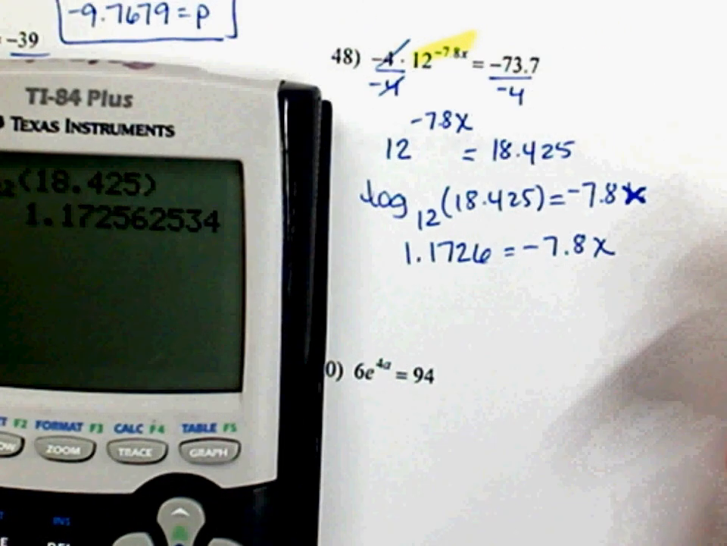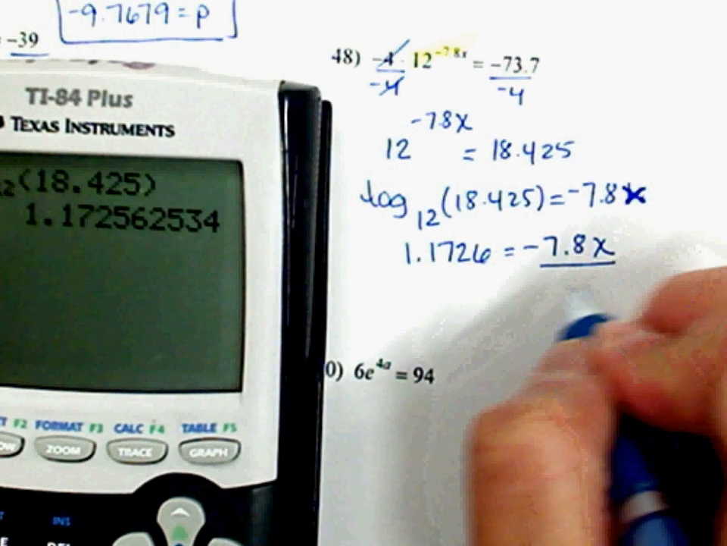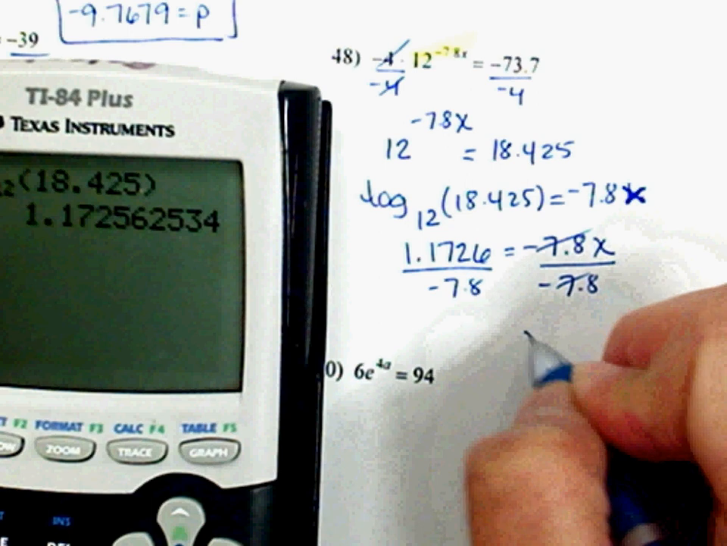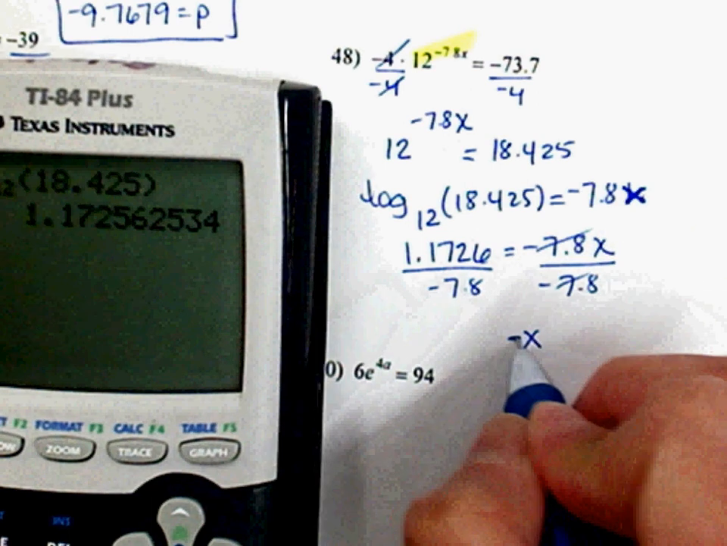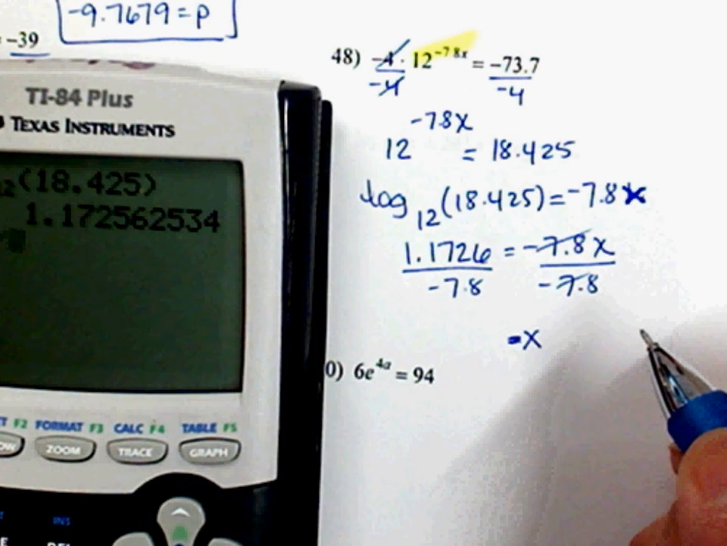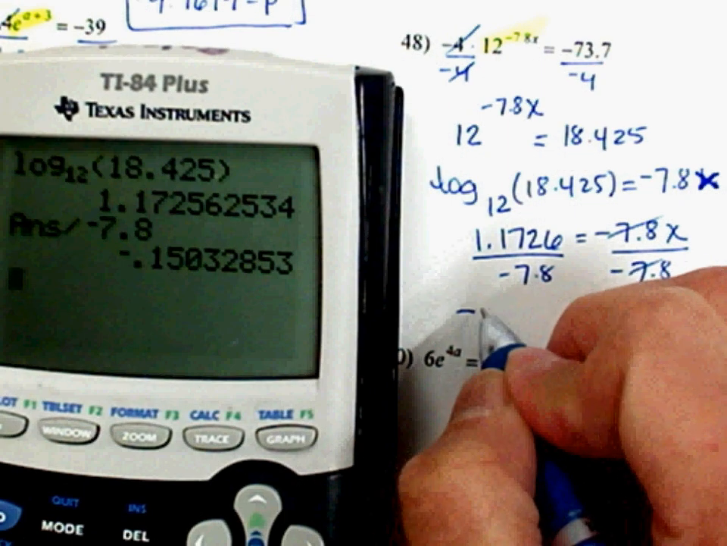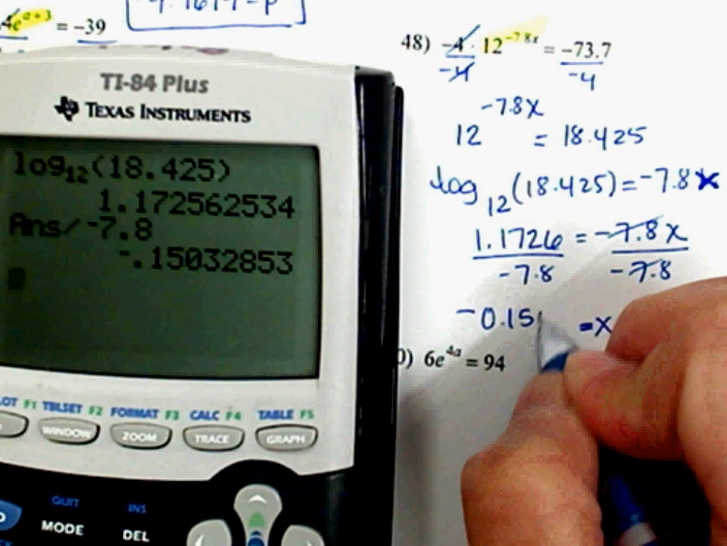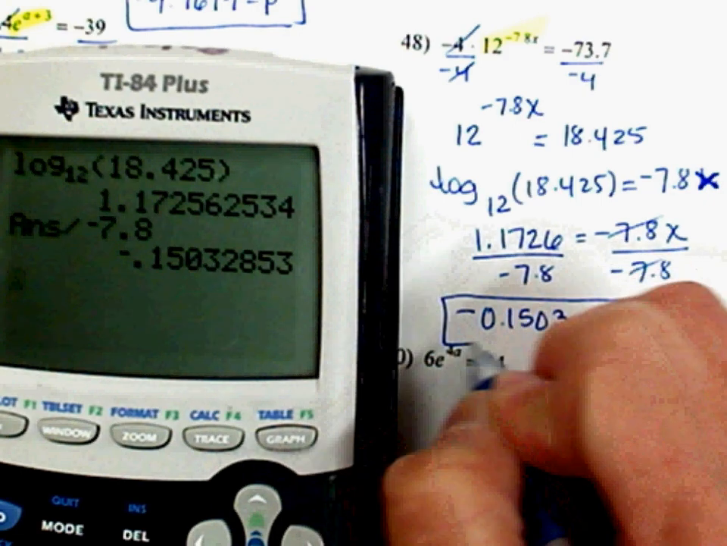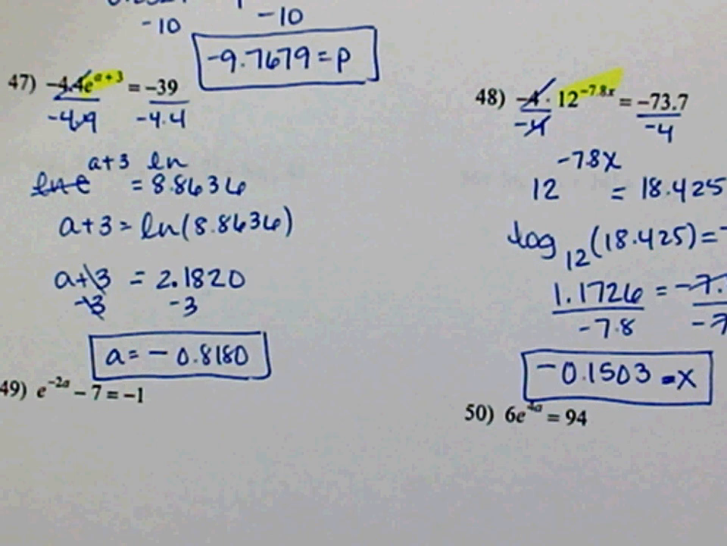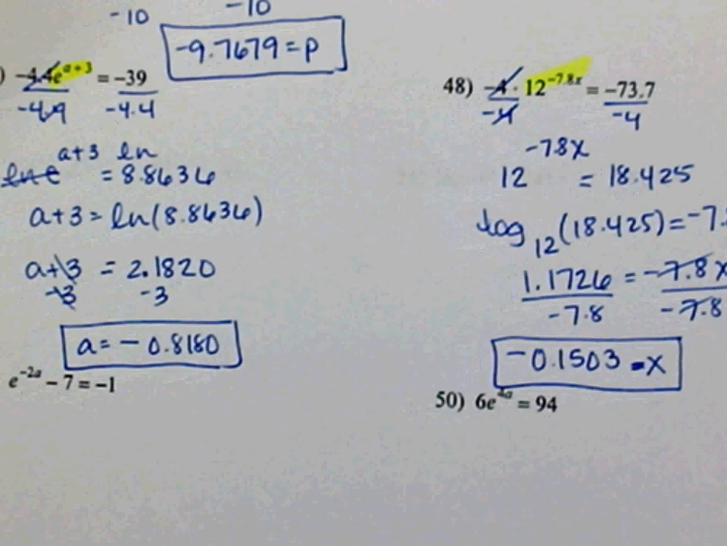So I just simplify that. Do the math that you've been doing your whole life. Divide. I already have it typed in, so I'm just going to divide by negative 7.8, which comes out to be negative 0.1503. All right, there's 47 and 48.